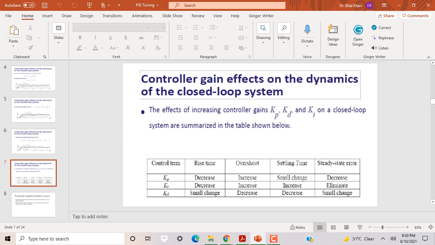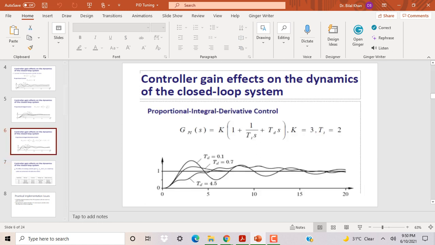Now the main idea of what we did here is we plugged in different values of these gains, that is k, ti and td. So look here, when I increase the gain of td, I do not always get a better response, but for td equal to 0.7 I have a better response. Otherwise, when I increase it further, the response is degraded.